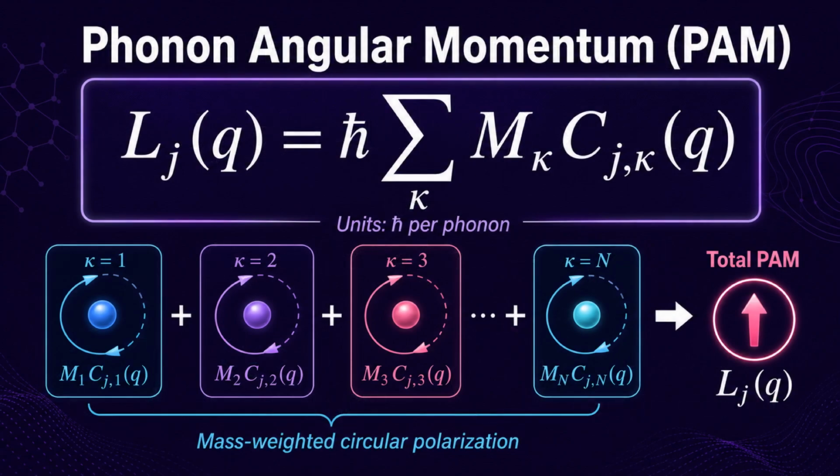The total phonon angular momentum per unit cell is obtained by summing over all atoms with mass weighting. The formula is L_j equals h bar times the sum over kappa of m_kappa times C_j,kappa. The result has units of h bar per phonon, representing quantized angular momentum. This is the key quantity that determines chiral character and couples to electronic degrees of freedom.